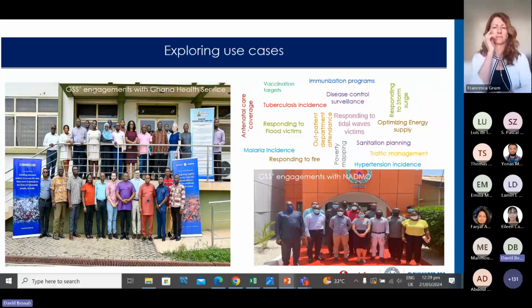So after COVID, realizing the potential in the use of CDR, we started exploring more use cases by engaging with our stakeholders, the primary stakeholders being Ghana Health Service and NADMO, just to get some use cases. I think Tom will be sharing with us some of the use cases that we've had with NADMO and Ghana Health Service.